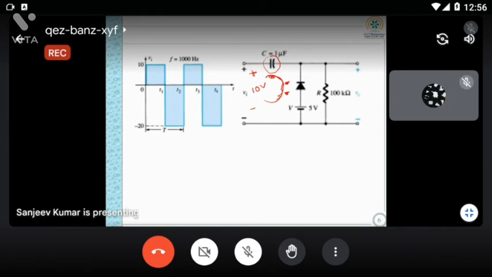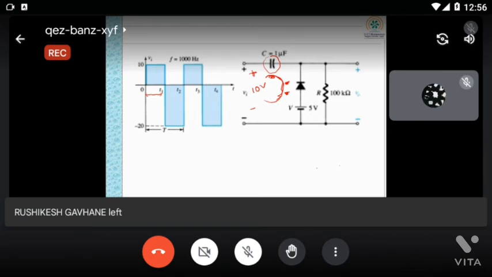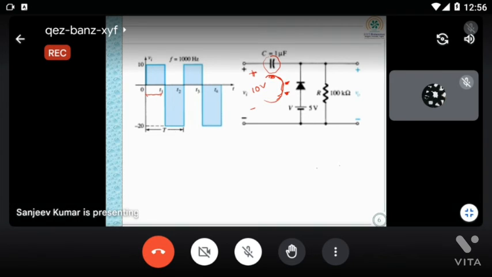So that's why for the 0 to T1 time period, the diode is open, and that's why this capacitor won't be charged. So when the diode is shorted, at that time the capacitor will charge. This diode will be short when it is reverse biased. Reverse biased means, during the T1 to T2 time period, if I am taking minus 20 volt, at that time the capacitor will be charged.